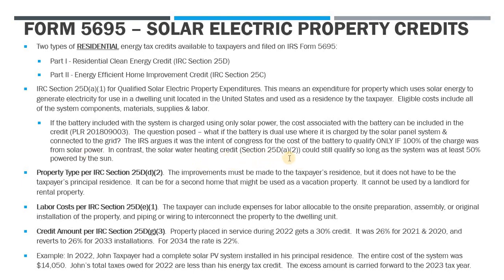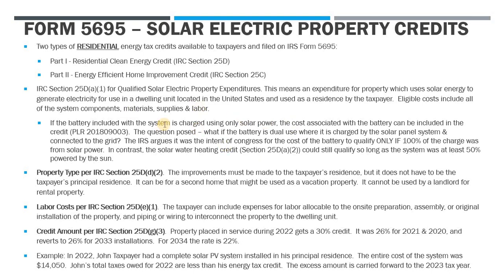So in this credit, 25D(a)(2), when we read the language there, it says that you'll get a credit for the whole system as long as the system is at least 50% powered by the sun, which means that you can have solar water heating systems that are powered by the sun, but then it's also connected to the grid as well, kind of like a backup. They said that was okay as long as it was at least 50% powered by the sun.